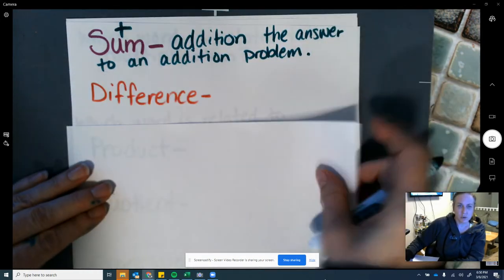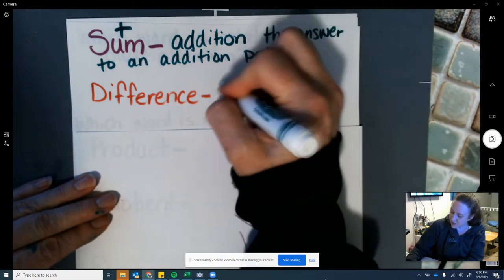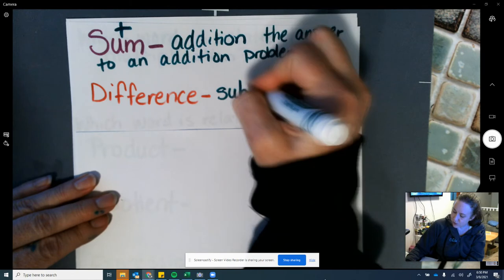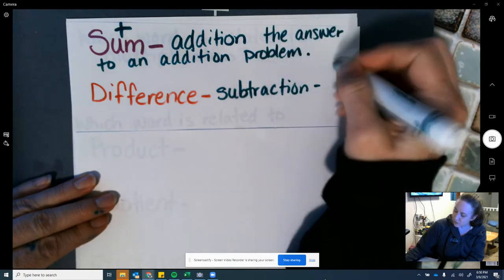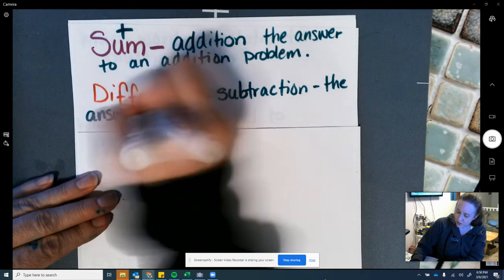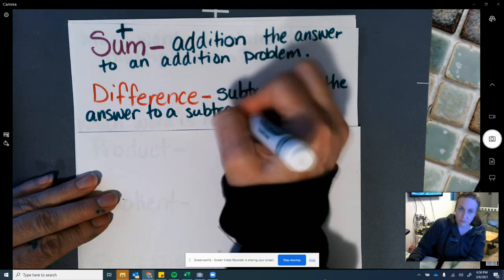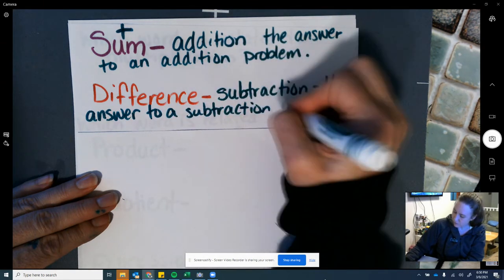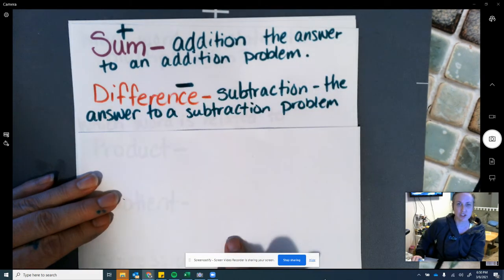The next one is the word difference. The word difference is related to subtraction. And it can also mean the answer to a subtraction problem. So it's related to everything subtraction.